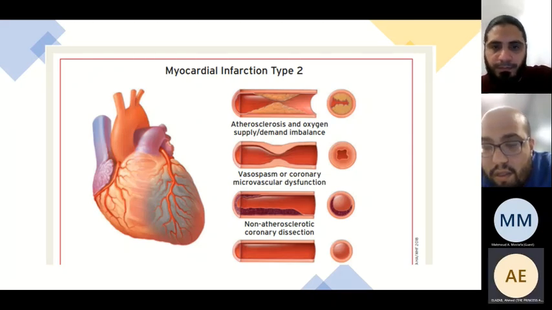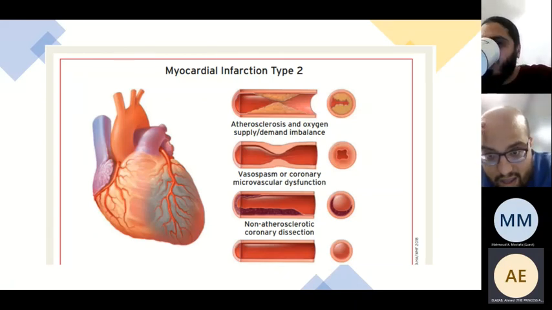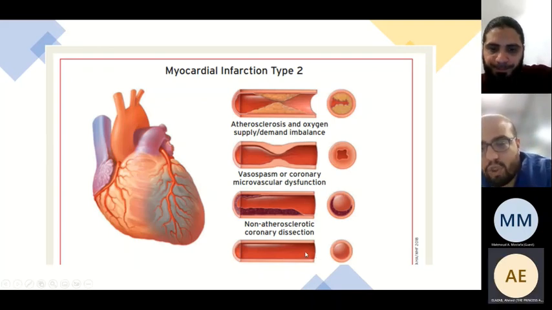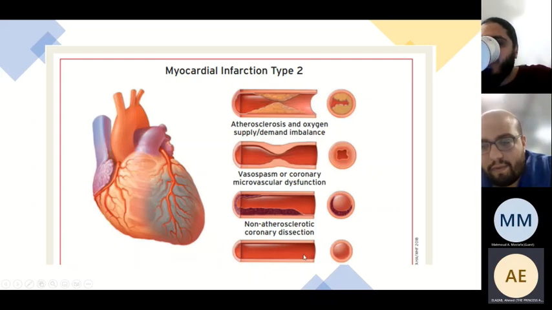Sorry, I may have missed this. How will the patient have a type 2 MI in a normal vessel like this one? No, not this one. This is basically a picture just for comparison. Yes, for comparison. Okay. Sorry. Okay, carry on.